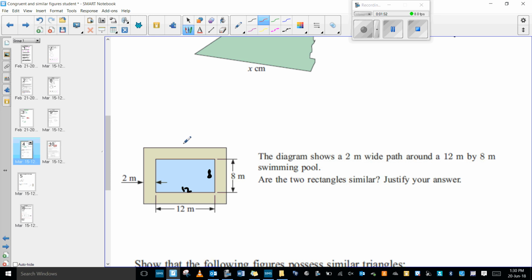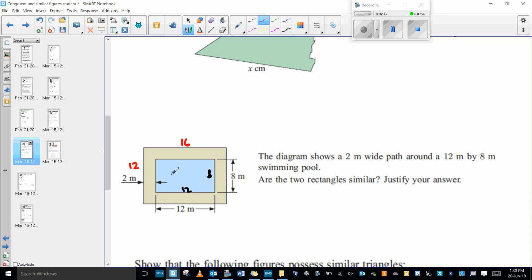14. Think about it. This is 12 and the path is 2. 12 by 10? 12 by 16. 12 by something. So this is 16, yes, and this one is 12. Okay, are we all good? Yes, because both sides is 2 meters.